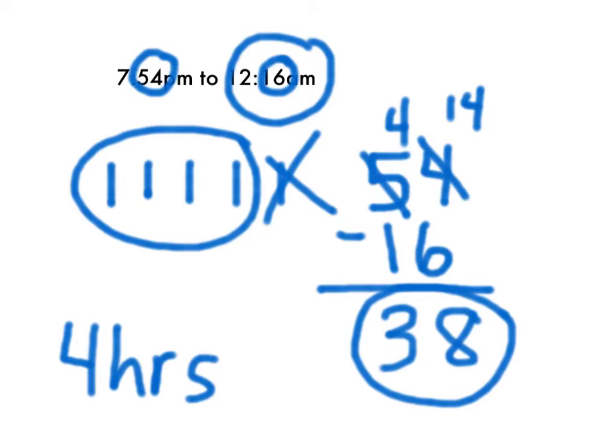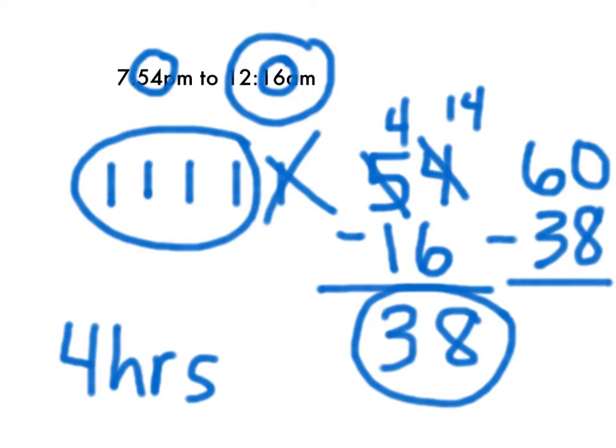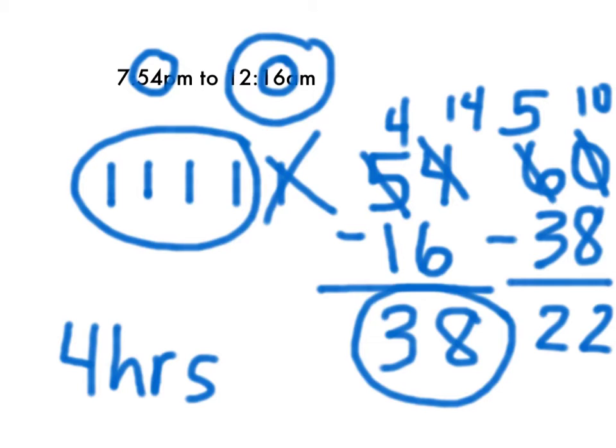What we first have to do is subtract 38 from 60. The reason why we subtract 38 from 60 is because there's 60 minutes in an hour. There's a total amount, well, let me do this first. So we're going to subtract, we have to borrow from over here, 10 minus 8, 2, 2. So the answer would be 4 hours and 22 minutes.